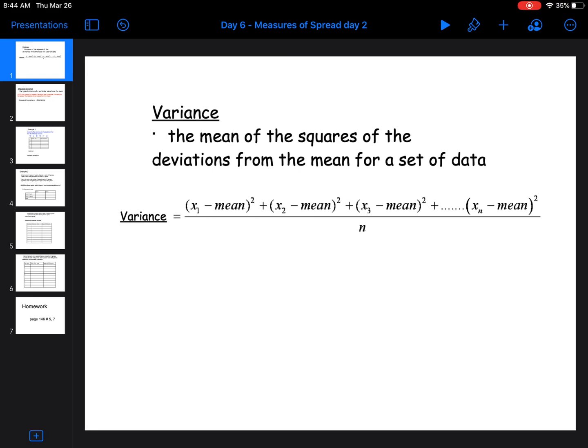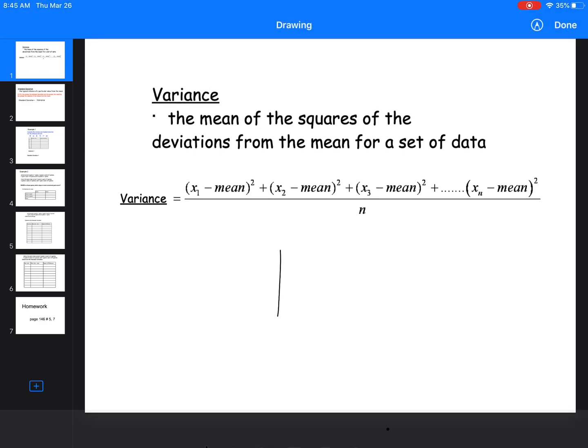Okay, so measures of spread day 2. The last note we looked at quartiles and box and whisker plots. Today we're going to look at variance and standard deviation. Now variance is essentially how far something varies from the mean. It's calculated using this formula, which I'll show you how to do later.